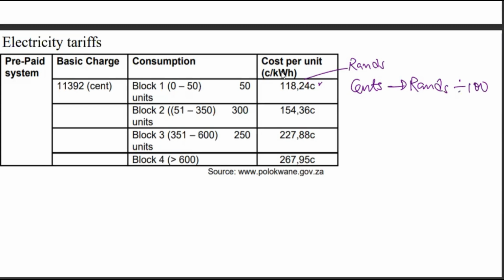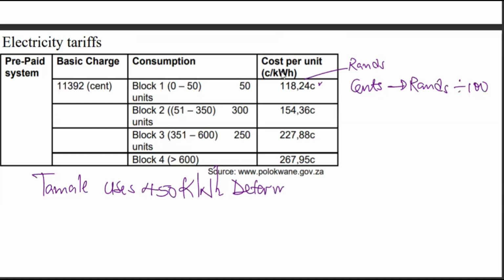So let's say someone called Tamale uses 450 kilowatts of electricity. So we need to know how much. Determine the cost. So we shall say 400. As you see, these ones have already told us, from 0 to 50, 50 kilowatts.